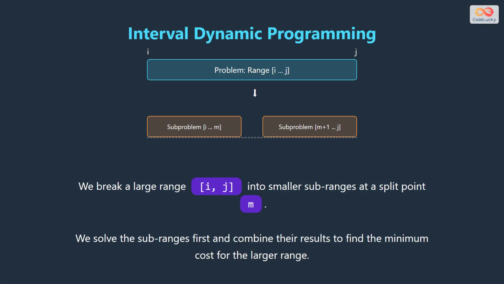We will use interval dynamic programming. The idea is to take a large range from index i to j and split it into smaller subproblems. We solve the smaller ranges first, find their optimal costs, and then combine them to solve the larger range.